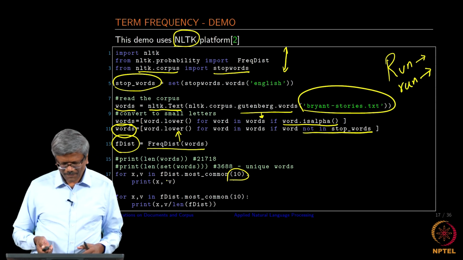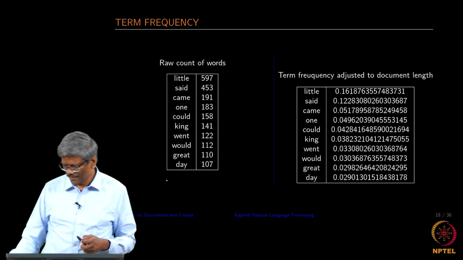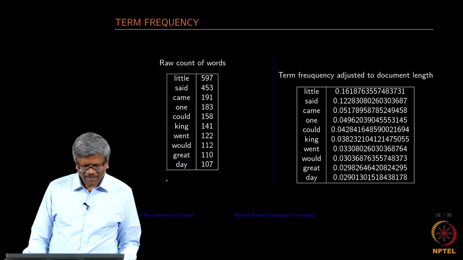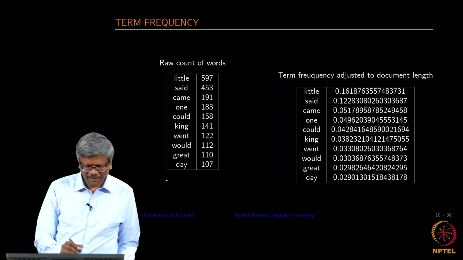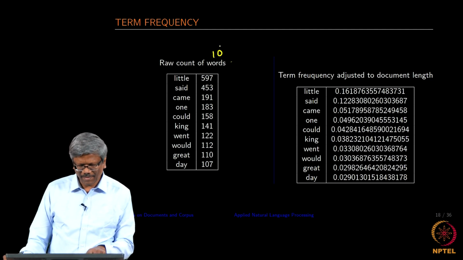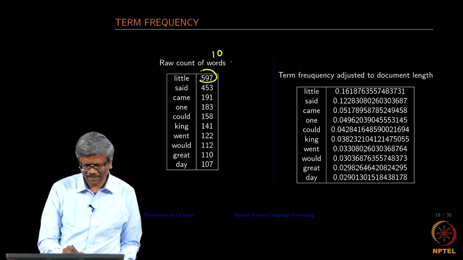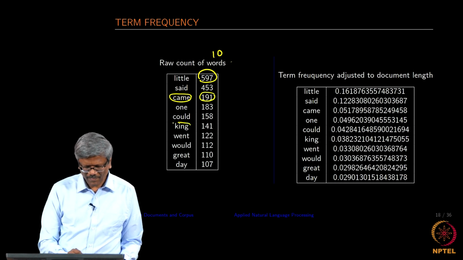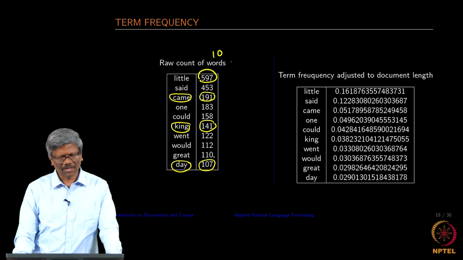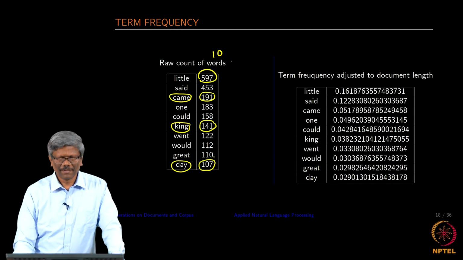Let's see what actually is the result. When I ran through the corpus, this is what I got for the raw count of 10 words here. The word little appeared 597 times. And then the word came appeared 191 times. The king appeared 141 times. The day appeared 107 times. So, it is a raw count of words in the given corpus.